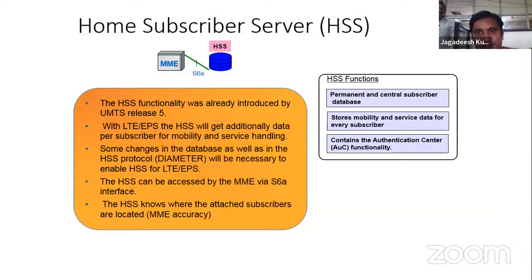So this is the home subscriber server, HSS. It is almost like our HLR in the 2G network. The HSS functions are a permanent and central subscriber database, which stores mobility and service data for each and every subscriber, and contains the authentication center. In the previous systems, we used to have authentication separately, and every function was taken care of separately. But in this HSS, these are all integrated features. So authentication is integrated, and the database regarding the end subscriber, like what plans he is using, how the access will be, and how much speed should be given to the subscriber, everything will be stored in this HSS.